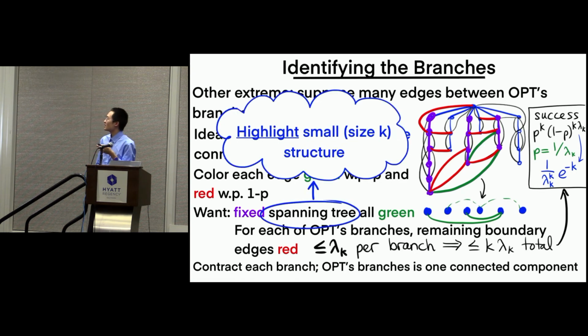So the high-level idea from this slide is we're highlighting some small structure of the graph. Here is some fixed spanning tree. And we want to color the spanning tree so that we can figure out the spanning tree from the rest of the graph.